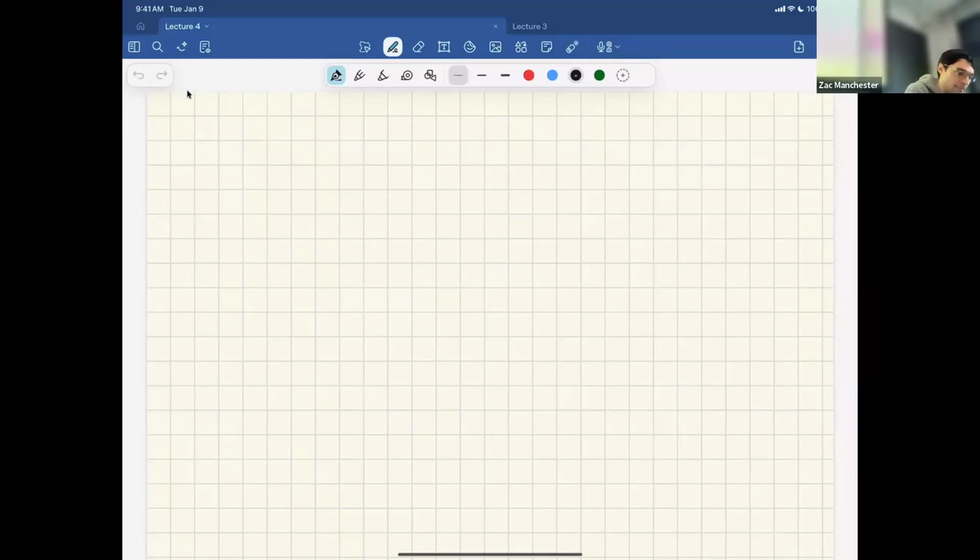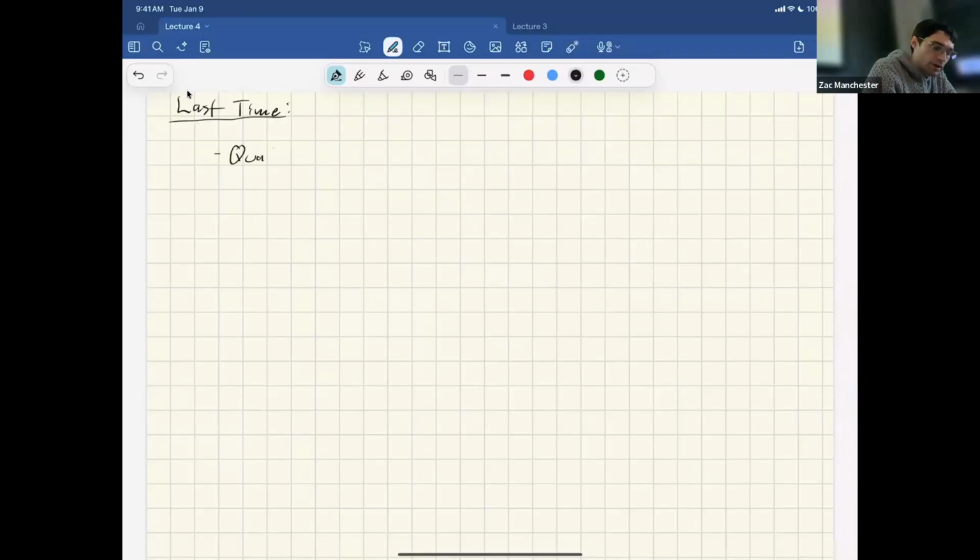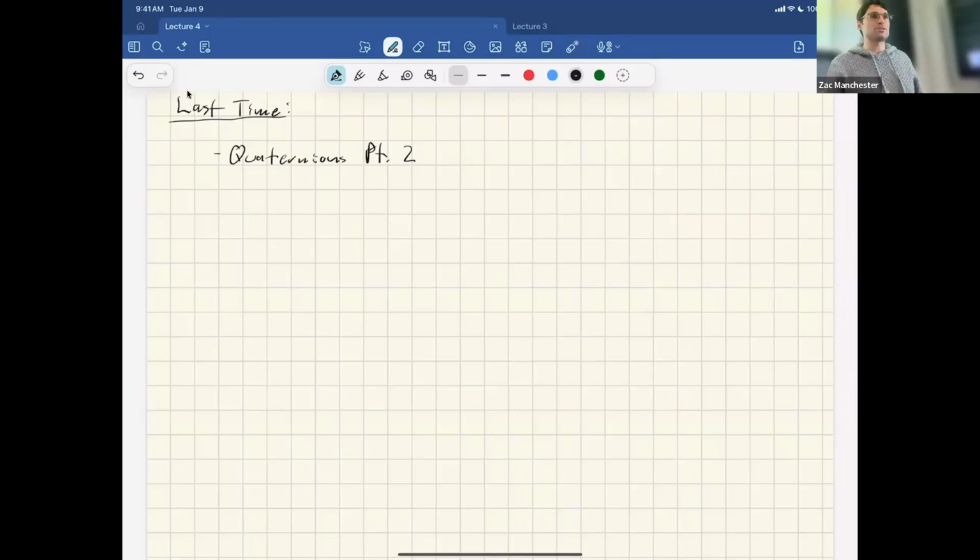So what did we do last time? We kind of finished up the quaternion story, and hopefully you now have all the bits and pieces you need to do stuff with quaternions. And hopefully that weird planar geometric story was somewhat enlightening, and now they make some more sense to you.